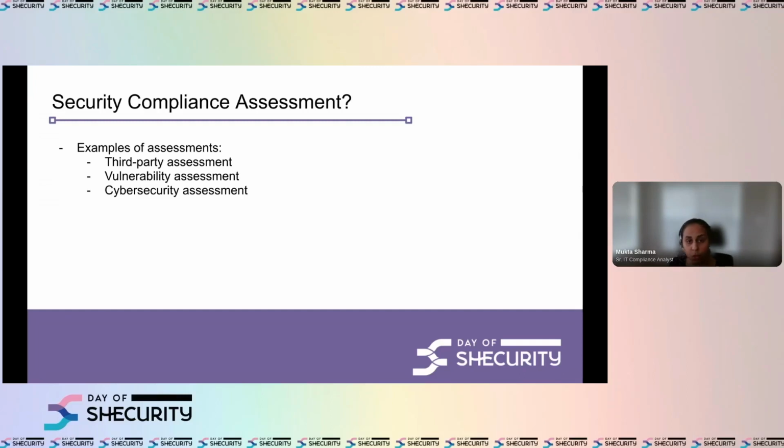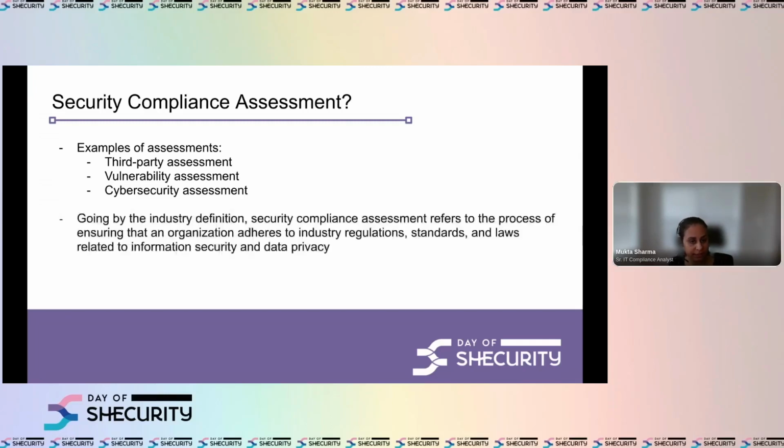Now, coming to security compliance assessment, it essentially is a way to evaluate and verify if organizations have guardrails or safeguarding measures in place that enable the business to meet the technical requirements that are stated in a regulation, standard, or internal policy. Now, the big question that comes is, how is it done?